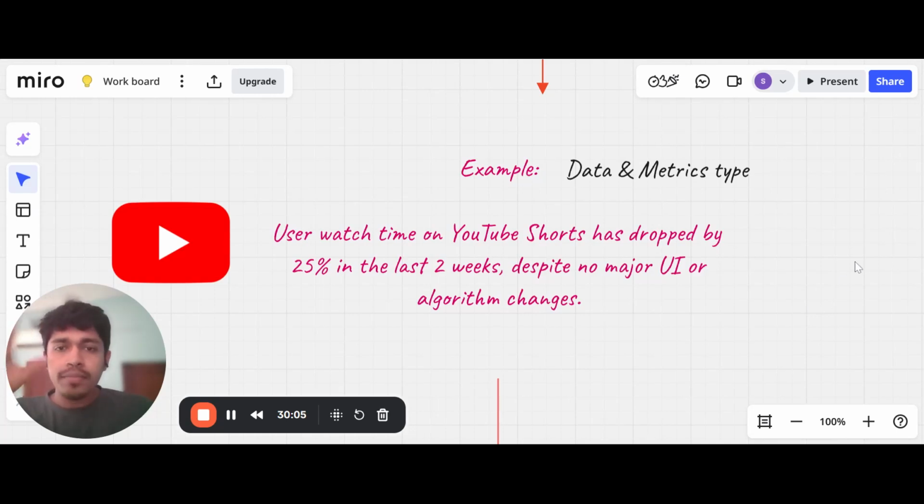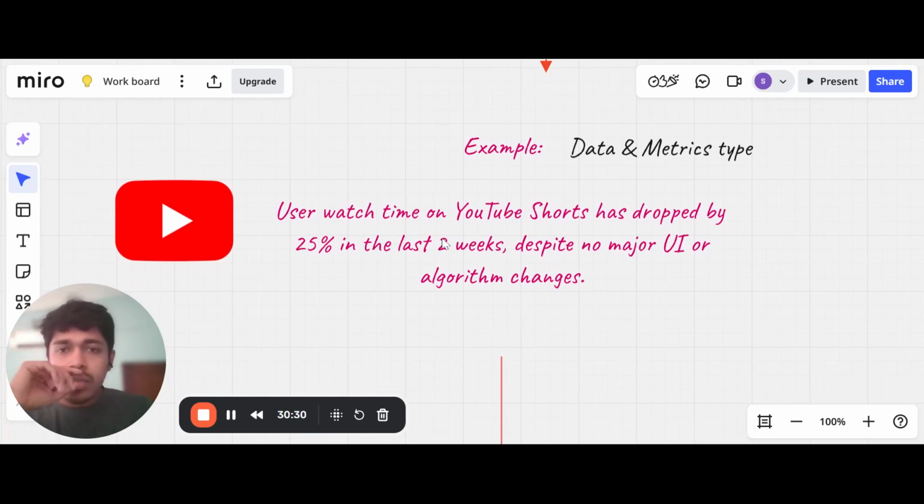What are we going to do here? We'll look at the problem, then we'll ask a few questions related to the scope of the problem, and we'll try to reduce the scope. So we are going to look at how we should ask about scope. We are not going to solve this problem, or think about any other component, just the scope. Okay. So the question is, user watch time on YouTube Shorts has dropped by 25% in the last 2 weeks, despite no major UI or algorithm changes. So this is the problem, right?